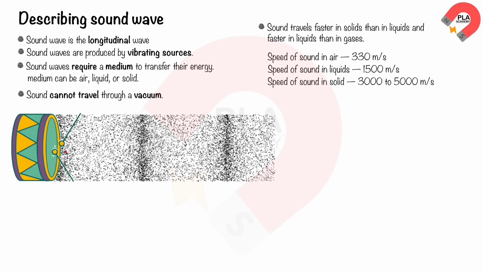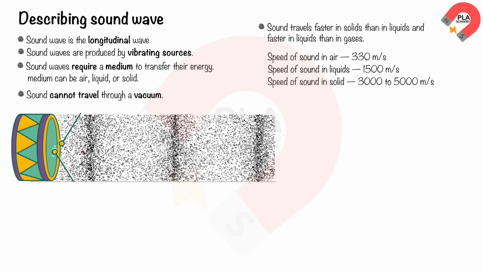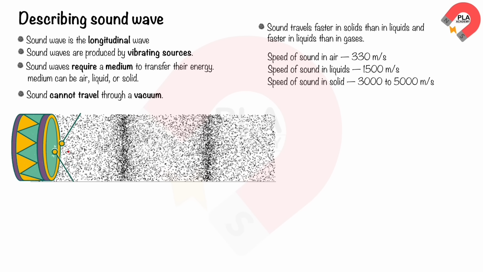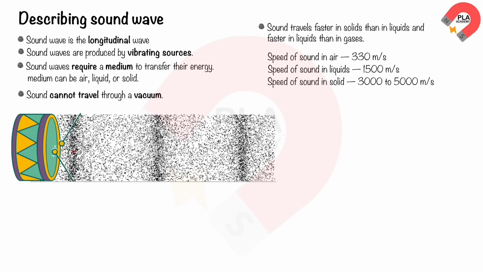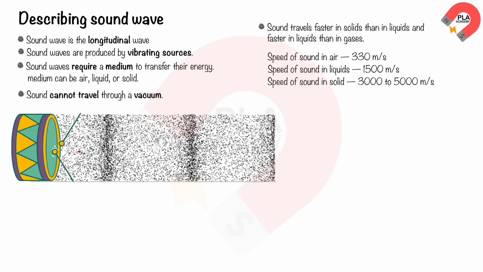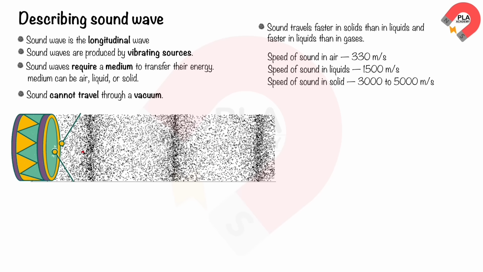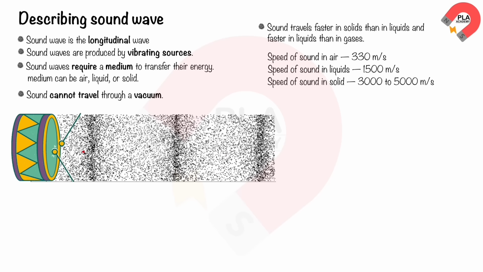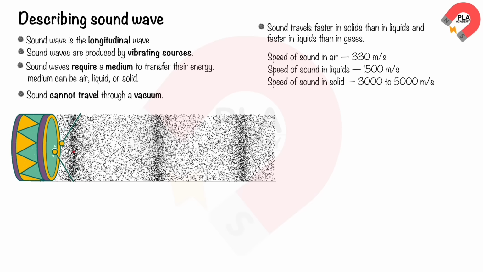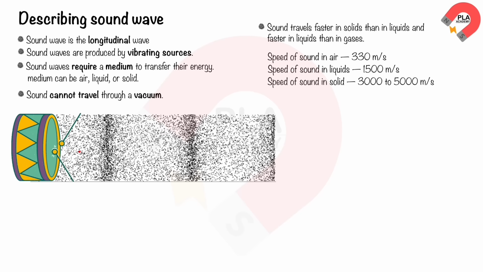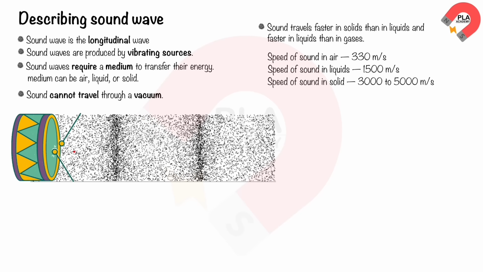The explanation of how a source, such as a drum, produces sound. When you bang a drum, the skin vibrates. The vibrating drum skin causes nearby air molecules to vibrate. This is because the air molecules are bumping into each other. The vibrating air molecules cause other nearby air molecules to vibrate, and so on.